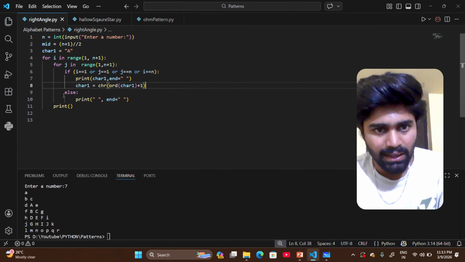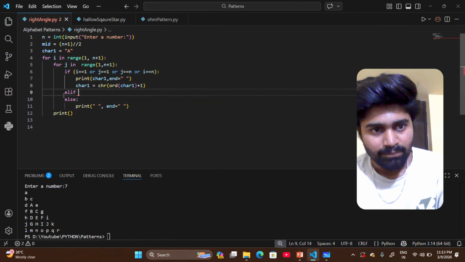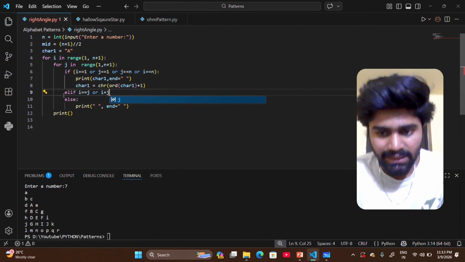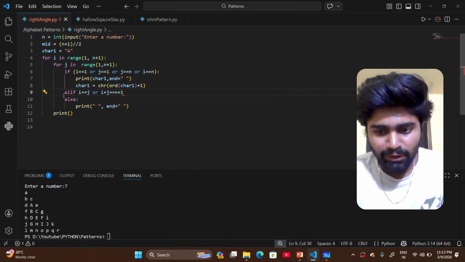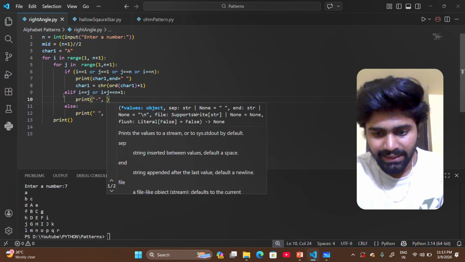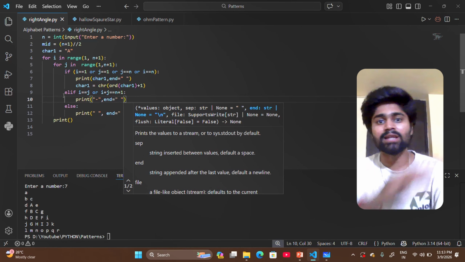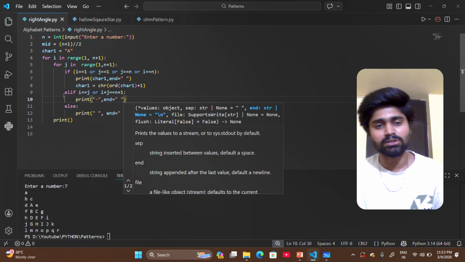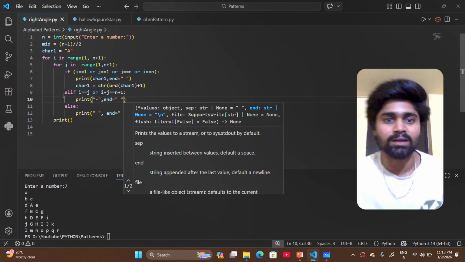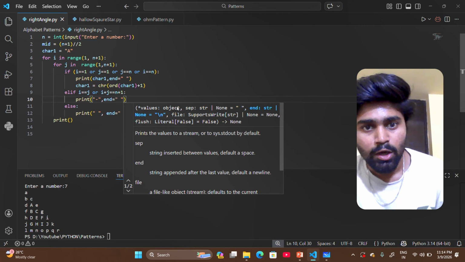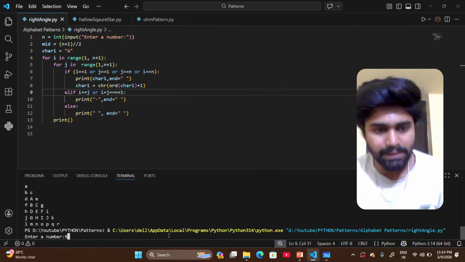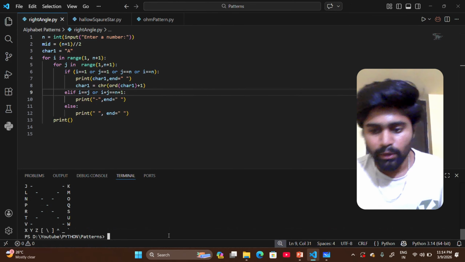Now there is one more condition: whenever i value equals j, or else i plus j equals n plus 1, then we need to print the hyphen symbol or minus symbol. Because those are diagonals: i equals j is the right diagonal, and i plus j equals n plus 1 is the left diagonal. Whenever that condition is true, we are going to print the hyphen symbol. Otherwise we are not printing anything, just a space. Now you can see we are going to get the output.